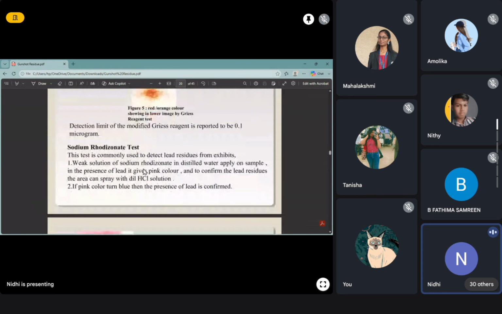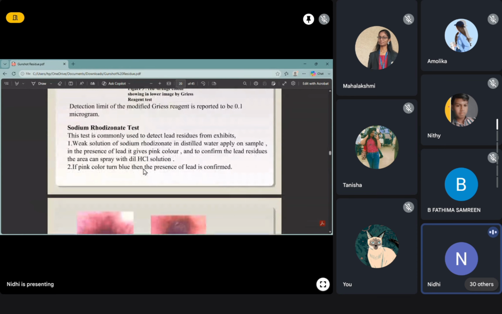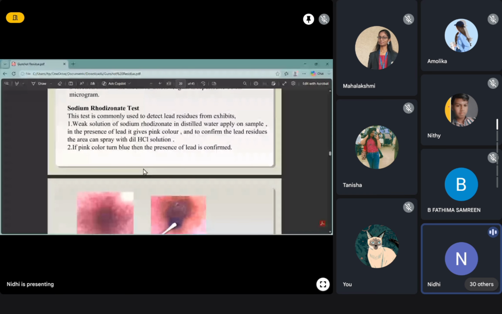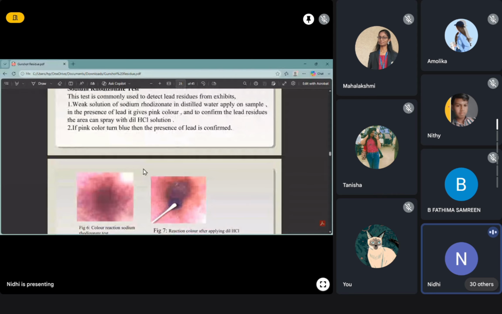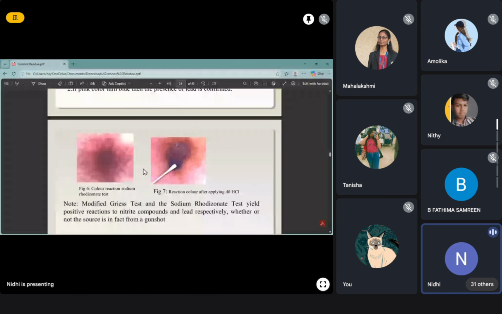Then comes the sodium rhodizonate test. This test is commonly used to detect lead residues from exhibits. A weak solution of sodium rhodizonate is prepared in distilled water, and we apply it on the sample. In the presence of lead, it gives a pink color, and to confirm the lead residue, the area can be sprayed with dilute HCl solution. If the pink color turns to blue, then the presence of lead is confirmed. You can see it here. Like this, when we sprayed sodium rhodizonate, and this when we also sprayed dilute HCl solution on that.